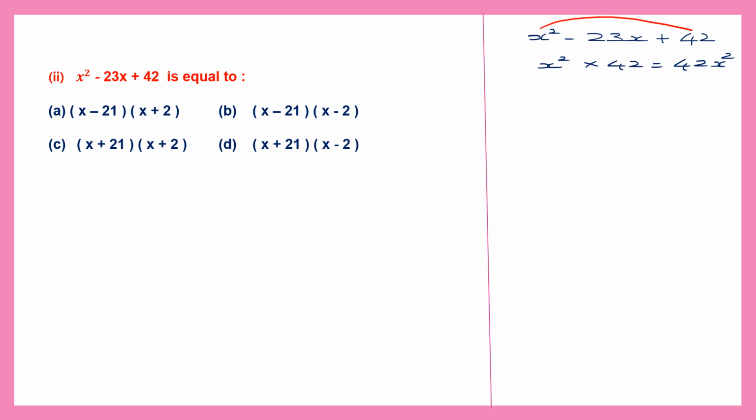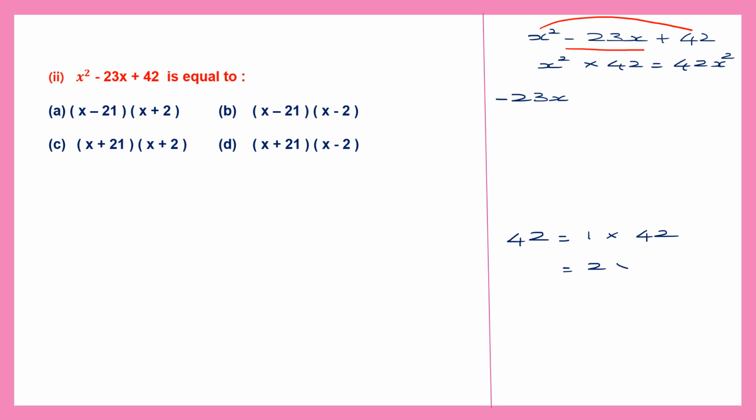Now let's look at the middle term, minus 23x. We have to split minus 23x in such a way that we get two numbers which, when we add up, give minus 23x, and when we multiply, give 42x square. So for that, let's take the number 42 and find all the factors of 42. So 1 into 42 will give us 42. When you multiply, you will get 42, but when you add, will you get minus 23? You will not get that. So let's find the next factor.